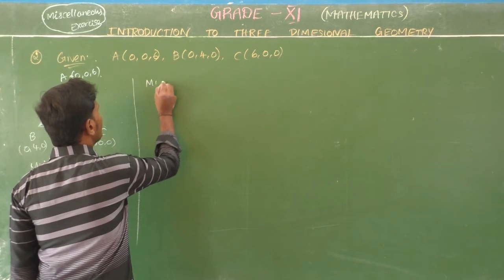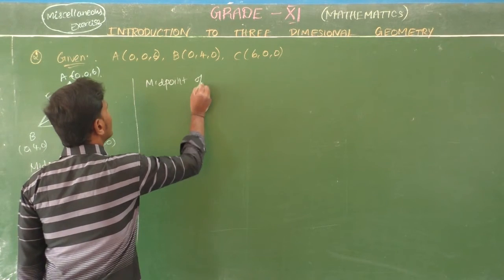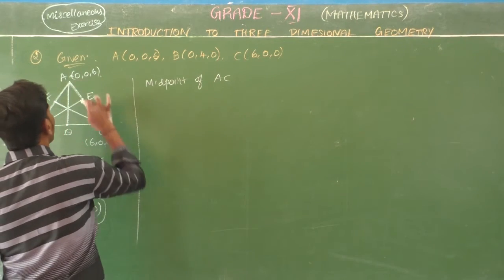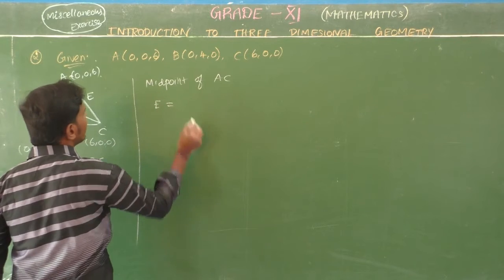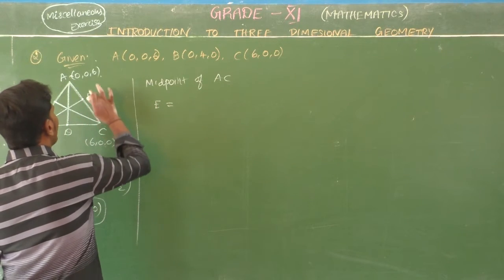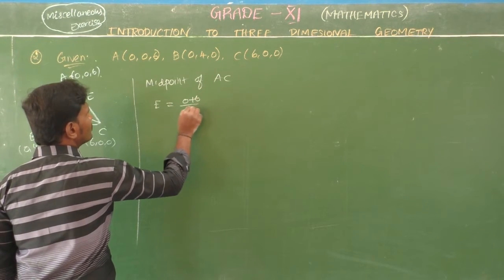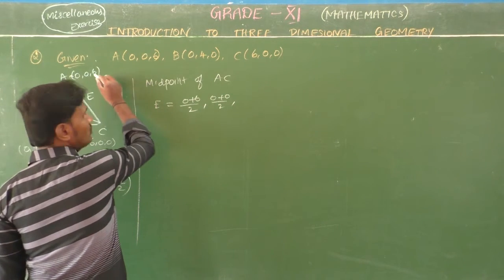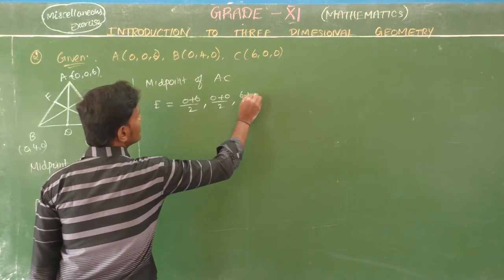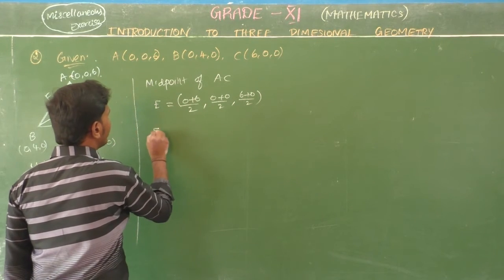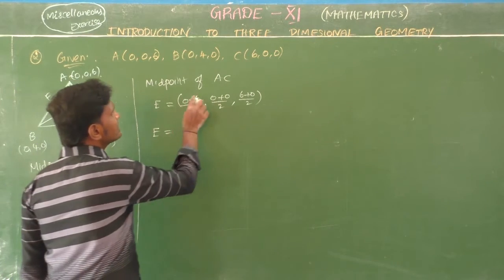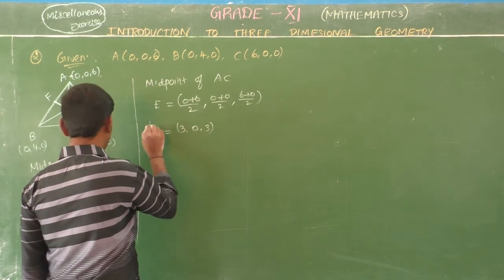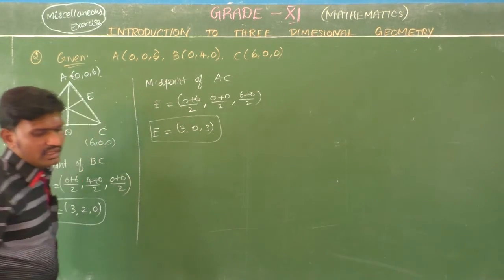Okay. Next, the midpoint of the side AB or AC, anything. We have to find all three midpoints. So the midpoint of the side AC, I am going to denote by E. Now x1 plus x2 by 2, so 0 plus 6 by 2, y1 plus y2 by 2, 0 plus 0 by 2, z1 plus z2 by 2, that is 6 plus 0 by 2. Finally the midpoint E is 3, 0, 3. So this is the point for E.